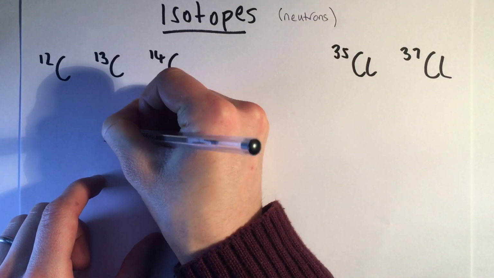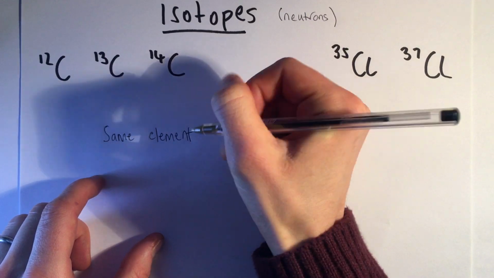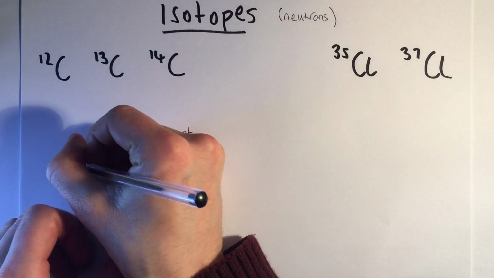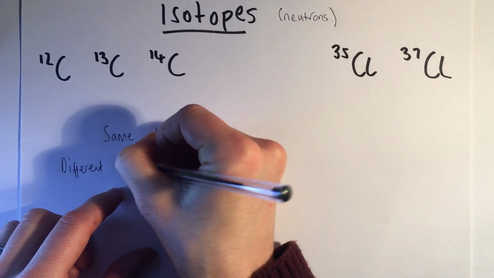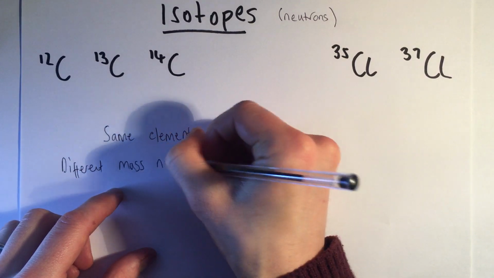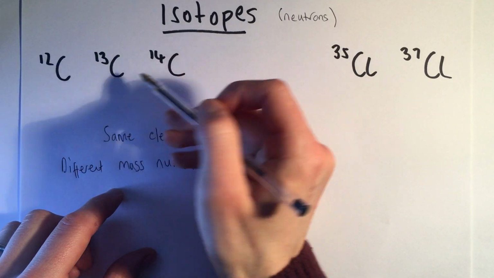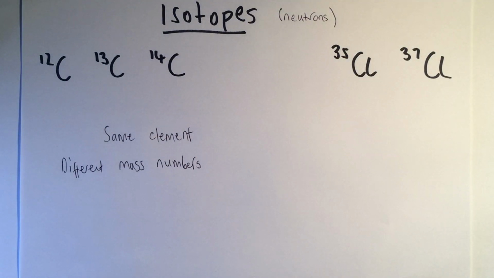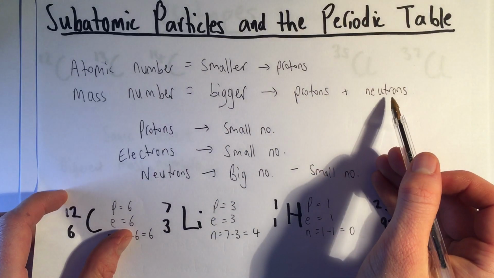So these are the same element, but they have different mass numbers. That's what this number is showing. And that is one of the definitions of what isotopes are. They're atoms of the same element that have different mass numbers. We can look at the number of protons and the number of neutrons that each of these has, because we know that the mass number tells us the number of protons and neutrons combined.